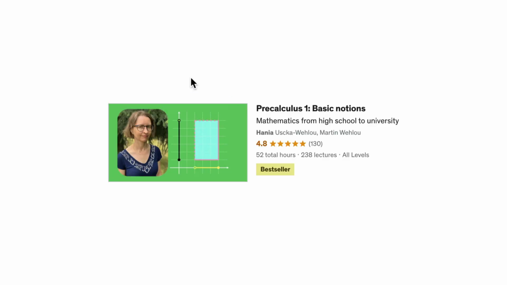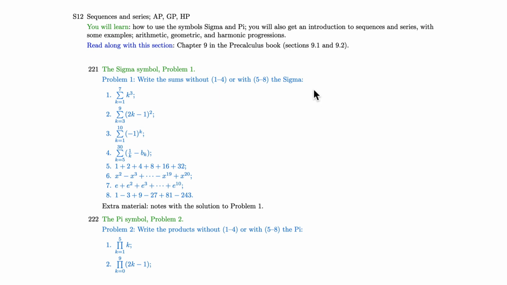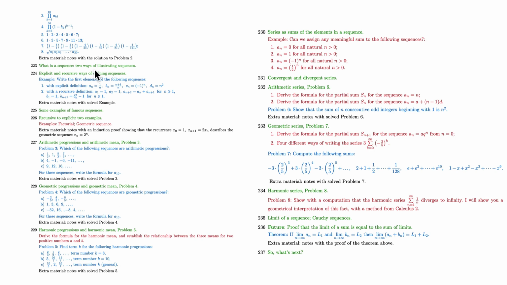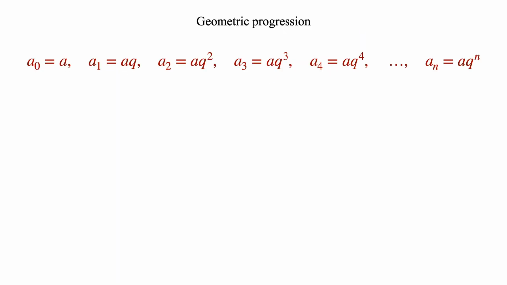And now, in the course Pre-Calculus 1 Basic Notions, you can learn more about those sigma and pi symbols, and then you can learn about arithmetic progressions, geometric progressions. So you see there is plenty of exercises there. In this very short course there is really not too much space for exercises.